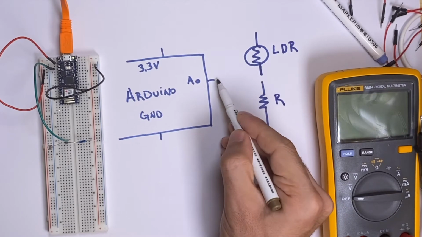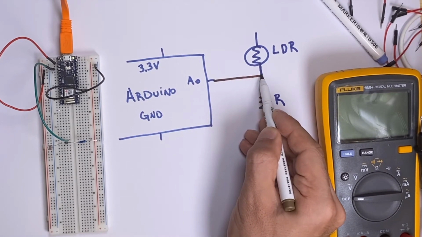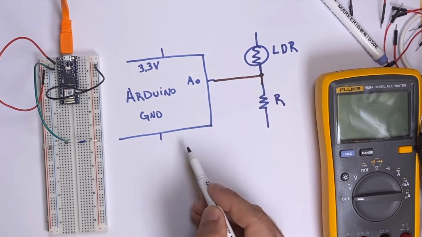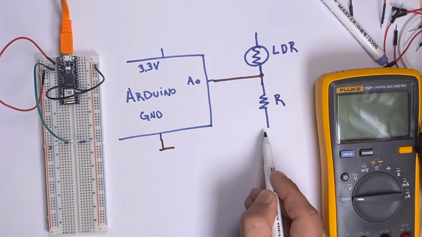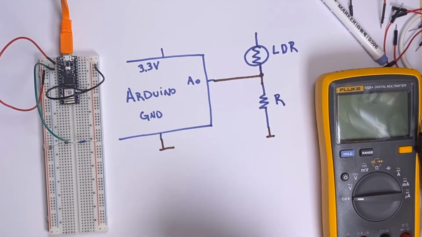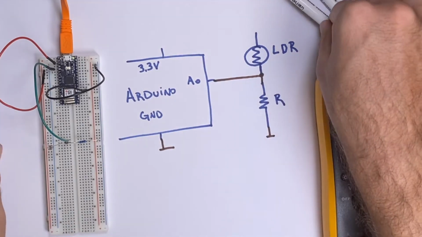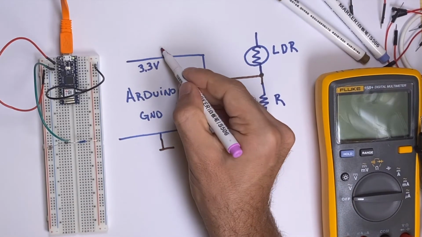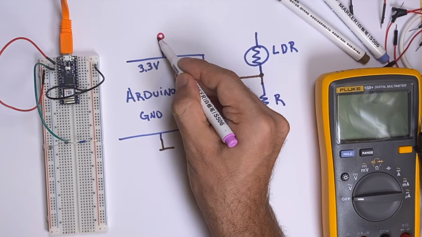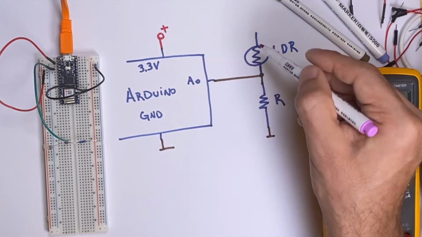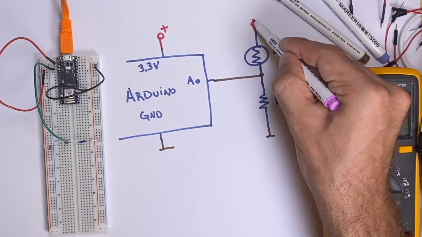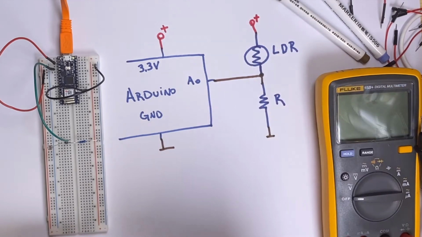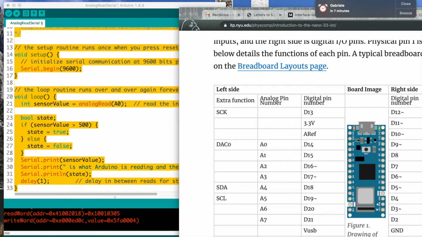Some authors prefer to also include an arrow coming in to show the light that will modify the value of resistance. The three components are connected together in my breadboard, and now on the symbols I have ground to the resistor, I have A0 to the middle point of LDR and R, and also the 3.3 volts as my positive terminal.